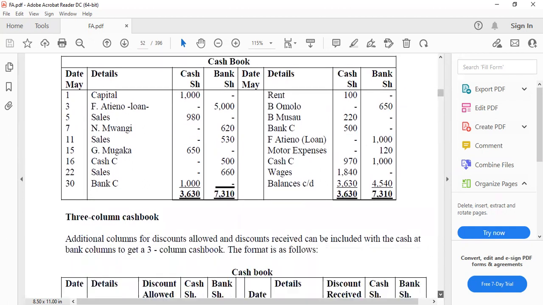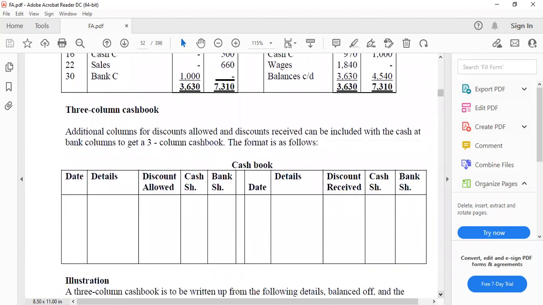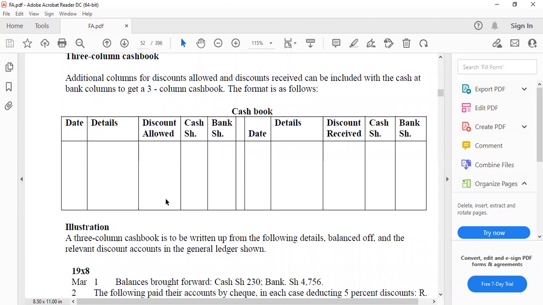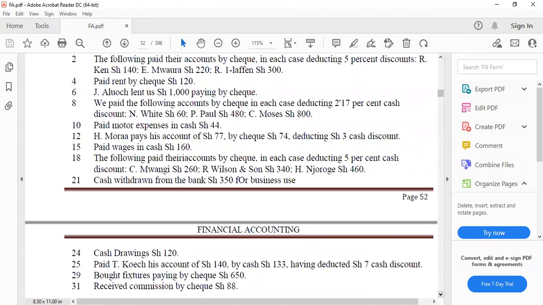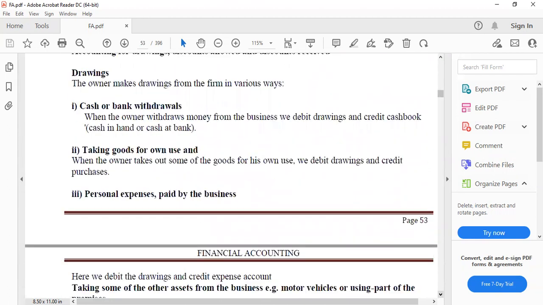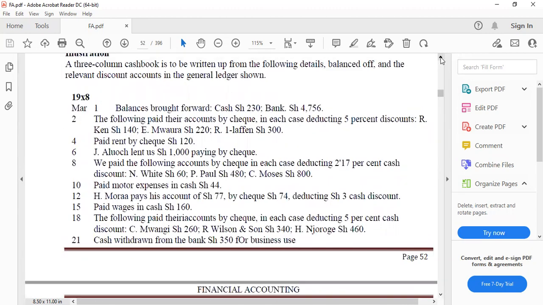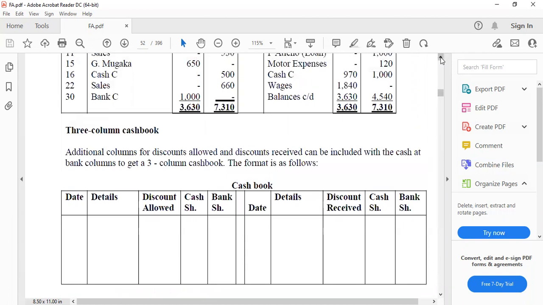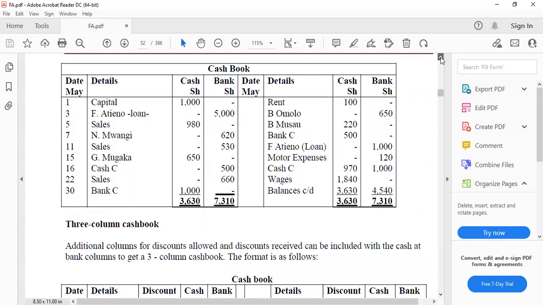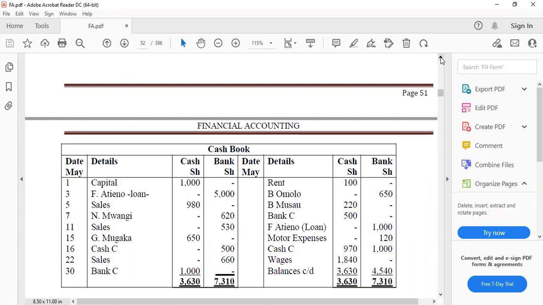Now, for a 3-column cash book, it is similar to a 2-column cash book. The only difference here is there is discount allowed and discount received. I don't want to make it tiresome for you. So for today, I want to stop at 2-column cash book, and the next lesson, we shall pick up from 3-column cash book.